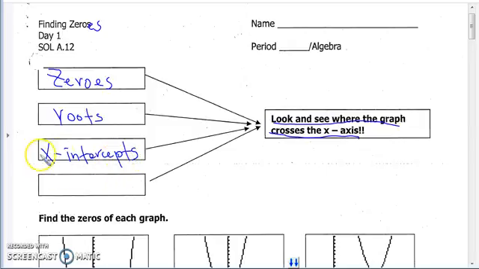X-intercepts are zeros because y equals 0 on those points. And another word for zeros is solution. So please copy these four. These all mean zero. And this means you look and see where the graph crosses the x-axis.